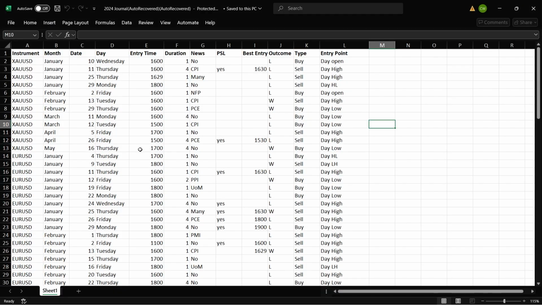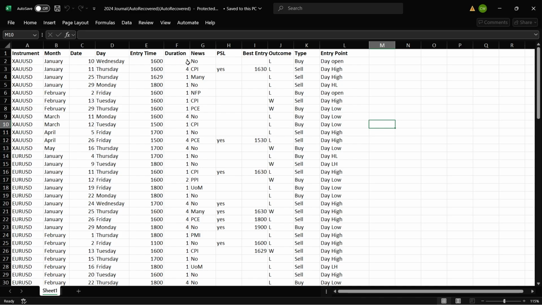Now, this spreadsheet has about 12 columns. These are 12 different pieces of information about every single trade. So, this is gold, XAUUSD, month January, date 10, day of the week Wednesday. This is also important to record. Entry time 1600 hours. This is East African time, EAT, in 24-hour format.